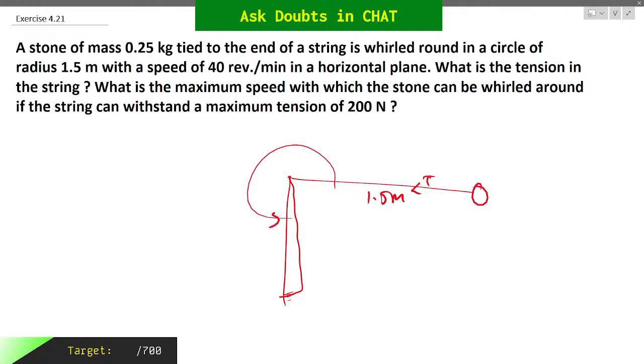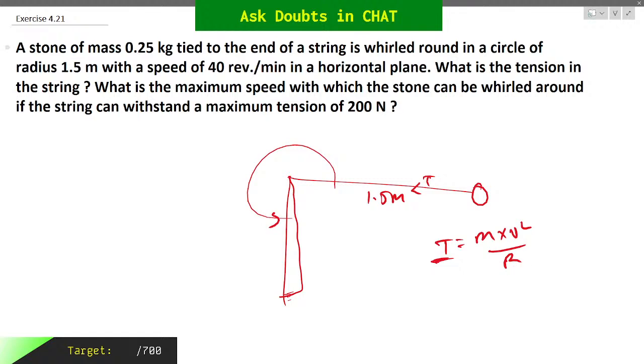We know that when we see from a non-inertial frame of reference, we can say that the tension force is making the stone go around. So it is holding the stone with a force that is equal to mv square by r. It is called the centripetal force. So we can get the tension in the string as equal to mv square by r.